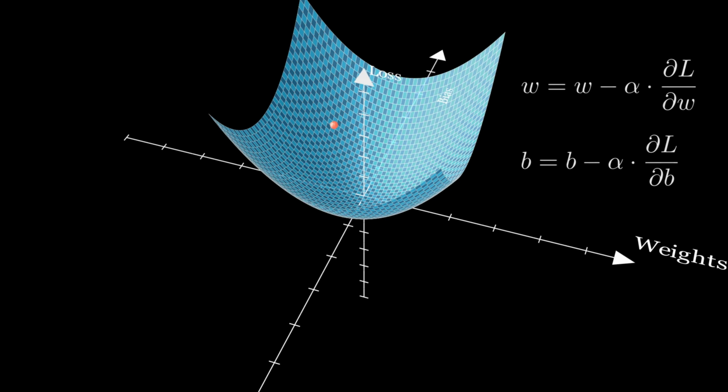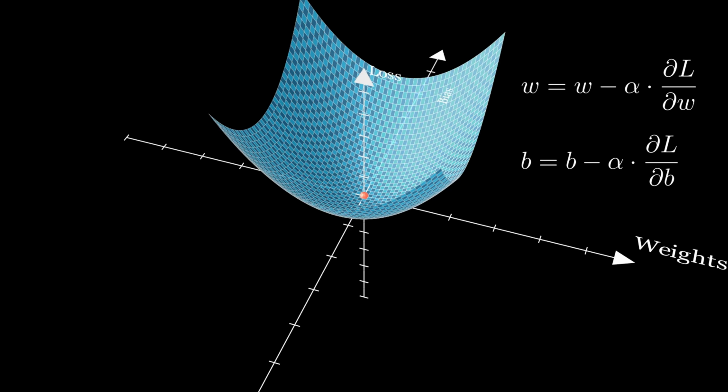Here is the update rule we apply. This formula tells us to take the current values of weight and bias and subtract a fraction of the gradient. The fraction is controlled by alpha, the learning rate, a small constant that determines the size of each step. If alpha is too small, learning is slow. Very slow. If it's too big, we might overshoot or diverge completely. Each update moves us closer to the bottom.